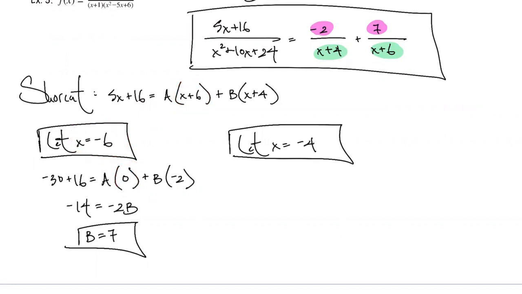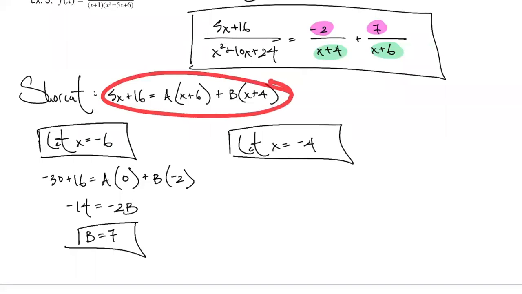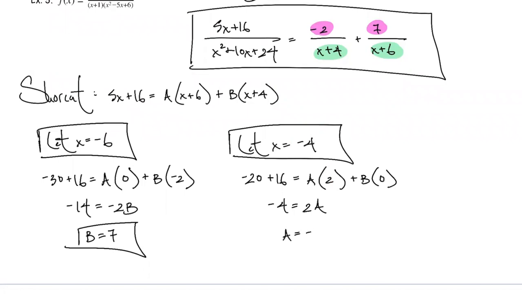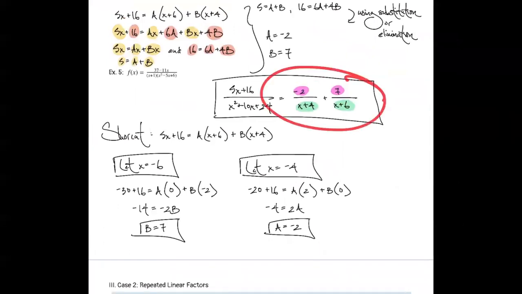Well, if we try that same idea, remember we have to plug it in everywhere we see an x. If I let x equal -4, this b term is going to go to 0. So if we plug in -4, we'll get -20 plus 16 equals a times 2 plus b times 0. And that's going to give -4 equals 2a. And we get a equals -2. Okay. So a clever trick, if you will, to get to the same answers that we had up here.